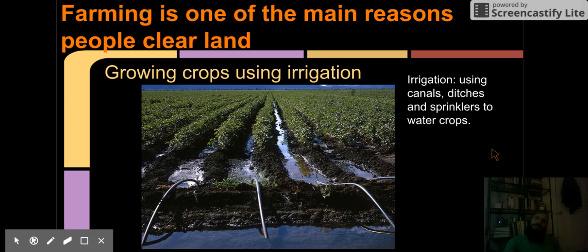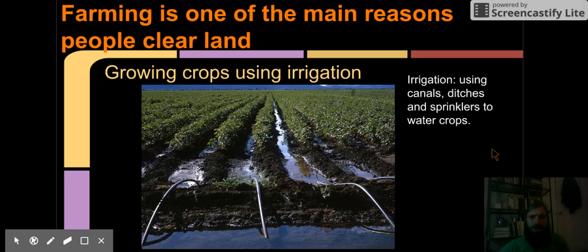All right. Now, before we move on from clearing land, we need to talk about farming, because farming is one of the main reasons people clear land, okay? Everyone needs food, so we all need farms, okay? We all depend on farms, and farms are one of the main reasons that people clear land.